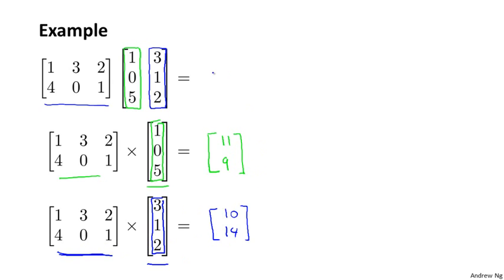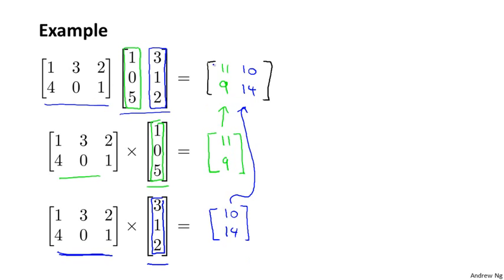Then I'm just going to take these two results and put them together, and that'll be my answer. The outcome of this product is going to be a 2 by 2 matrix, and the way I fill it in is by taking my elements 11, 9 and plugging them into the first column, and taking 10, 14 and plugging them into the second column. So that was the mechanics of how to multiply a matrix by another matrix. You basically look at the second matrix one column at a time, and then you assemble the answers.